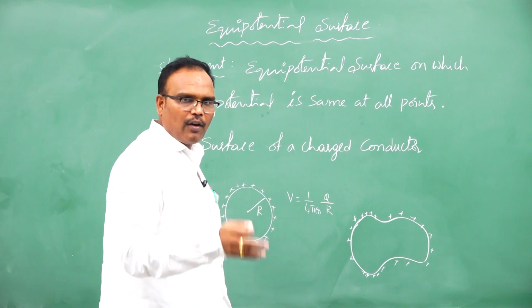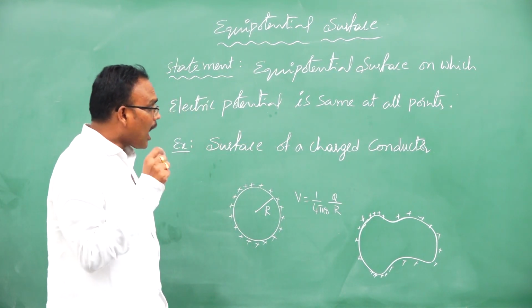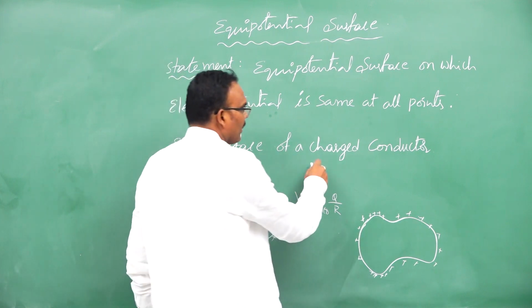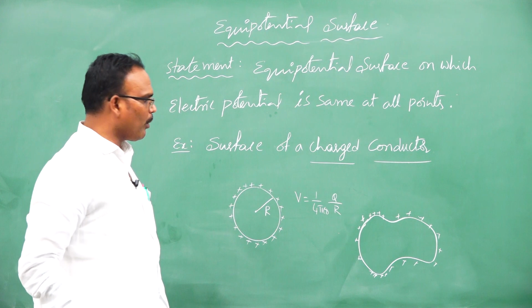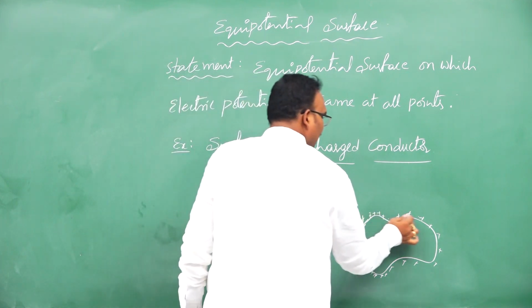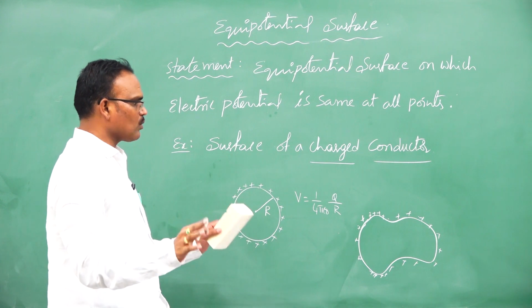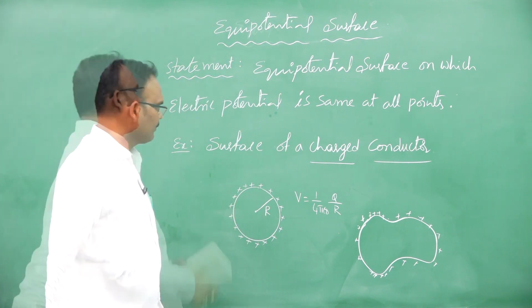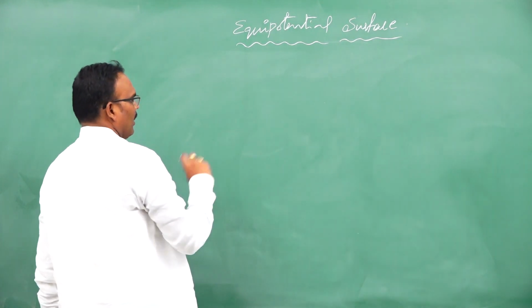Its shape, uniform, regular or irregular, doesn't matter. A charged conductor is an equipotential surface; it is an example of an equipotential surface. Potential at any point on the surface is the same. This you have to remember, this is very important. So we will see some more examples of equipotential surfaces.